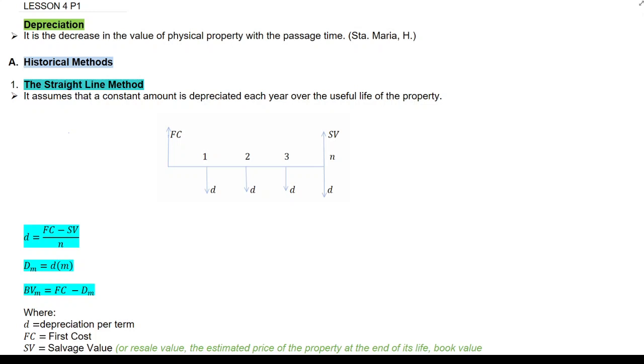If we have here the cash flow, at the beginning of the year is the first cost, of course, and then at the succeeding years: first year, second year, third year, and so on until the nth year. The depreciation there is uniform, so it is constant. For the nth year, that is already the salvage value, the trade-in value or the resale value after all the depreciation happens.